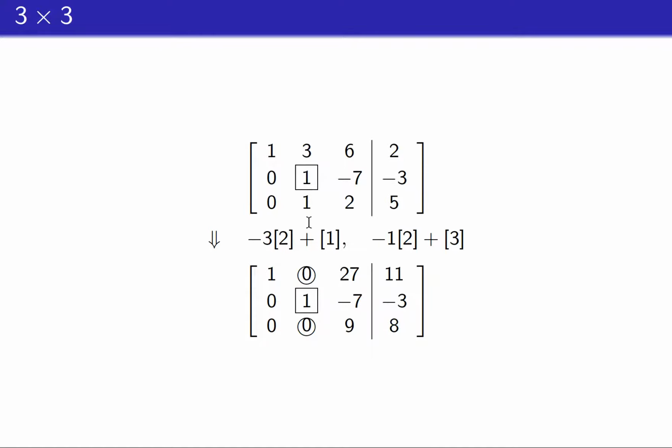And now I go on to this next column. So the first column is 1, 0, 0. That's exactly what I want. The second column now, I want to make this one a 1. It's already a 1 as it turns out. And I use this one to make these 0.